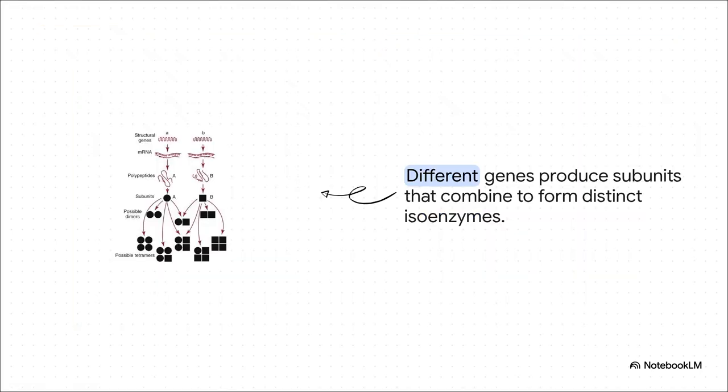This diagram here really shows how isoenzymes get created. Just imagine you have 2 different genes, A and B. Each one produces a different protein subunit. Let's call them A and B. Well, these subunits can then mix and match to form different combinations. You could have 2 A's together, 2 B's, or an A and a B. This whole combinatorial power is what gives us multiple distinct isoenzymes, and each one has unique properties that turn out to be incredibly useful for diagnosis.